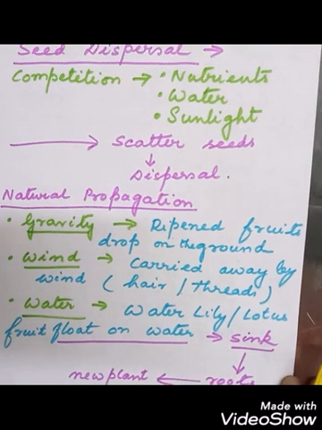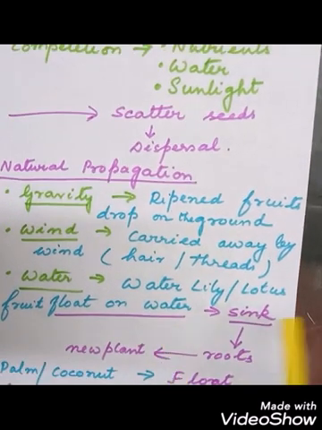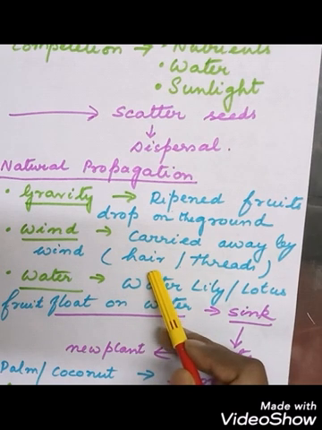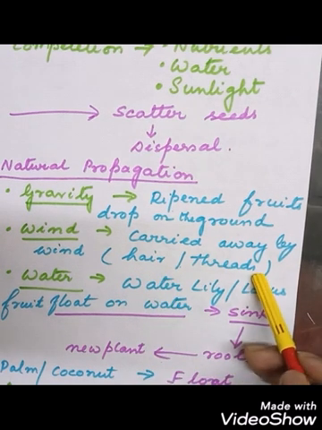The second one is wind. Sometimes the seeds are carried away by the wind from one place to another. For this, the seeds have to be very light, and they have hair and threads attached to their body, so that they can be blown away easily by the wind. So the main features of seeds that are carried away by the wind are hair and threads.